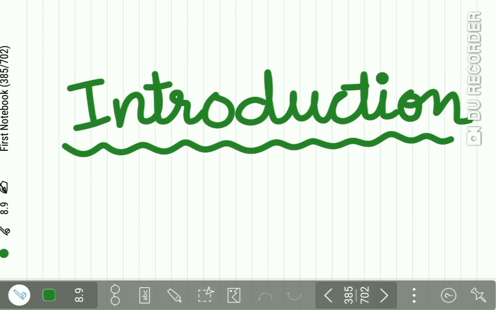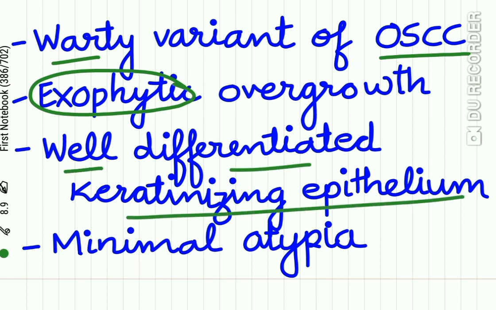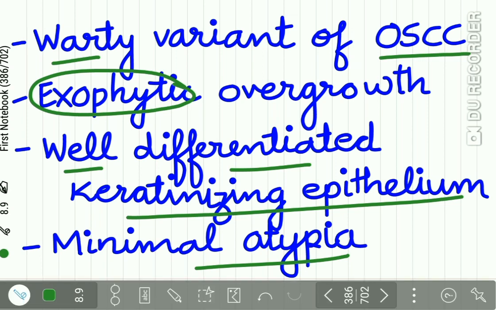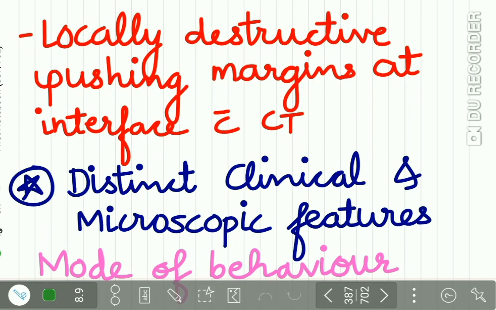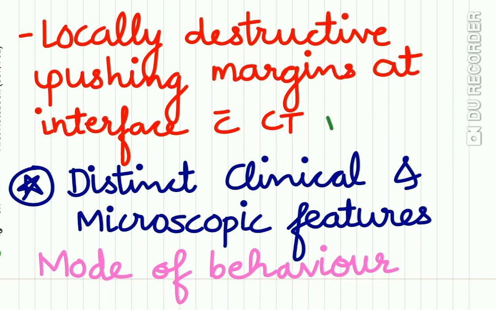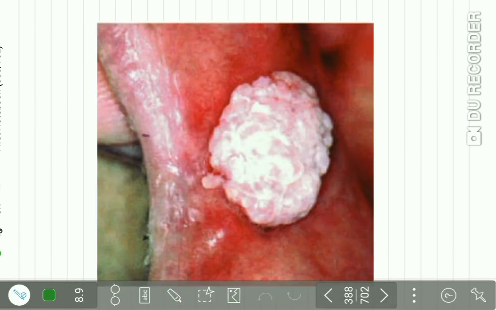Introduction to verrucous carcinoma. It is a warty variant of oral squamous cell carcinoma. It is an exophytic cauliflower-like growth with a well-differentiated keratinizing epithelium showing minimal atypia. There are locally destructive pushing margins at the interface of the epithelium with the connective tissue. Verrucous carcinoma shows distinct clinical and microscopic features, and it has a unique mode of behavior.